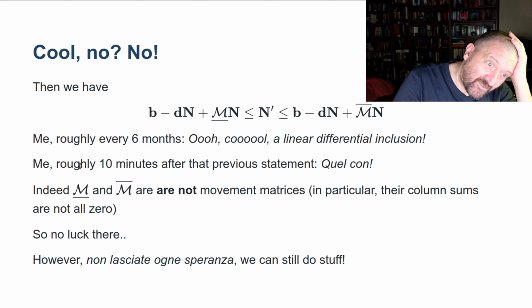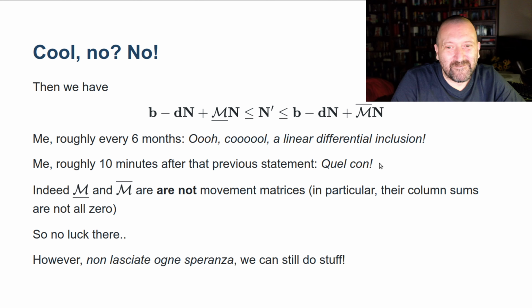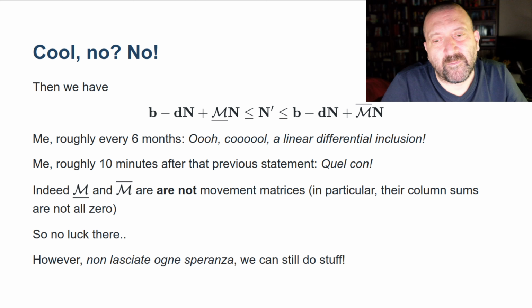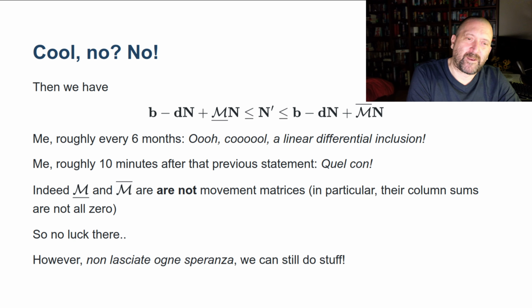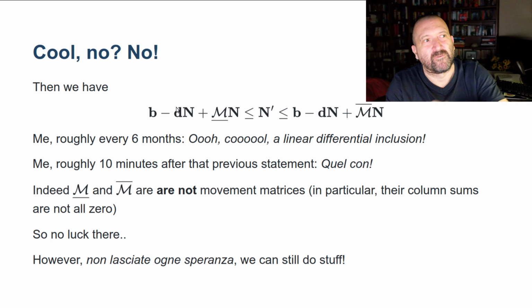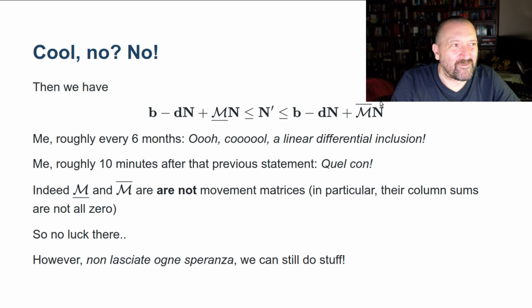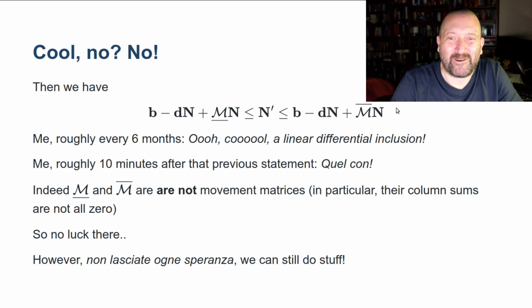But roughly 10 minutes after I make this realization, I come to the further realization that I'm an idiot, because those matrices that I've made, the upper and lower bound matrices, are not movement matrices. So they don't have the nice properties of the matrices that I was describing before. And so what happens is that this lower bound can go to minus infinity, and this upper bound can go to plus infinity. So essentially, yes, I have bounded my total population between bounds that do whatever they like. So it is not useful at all.